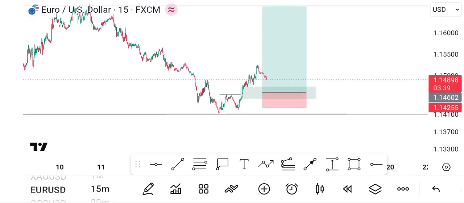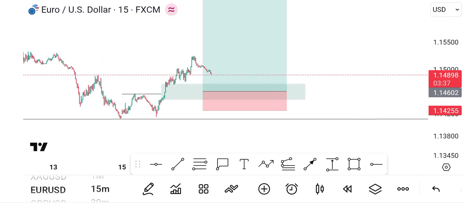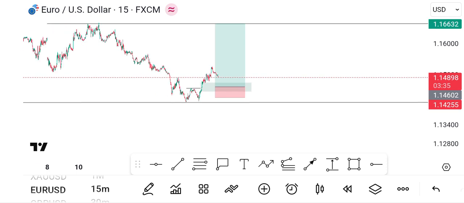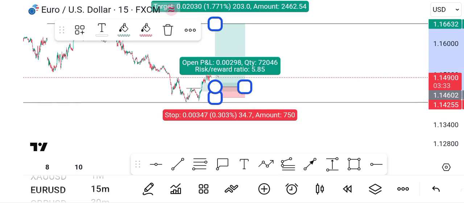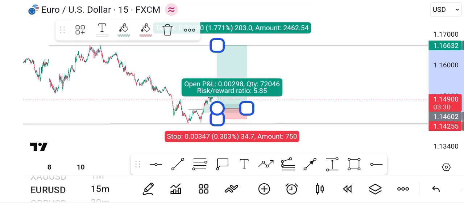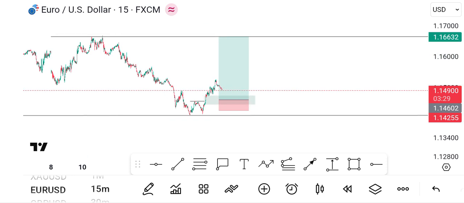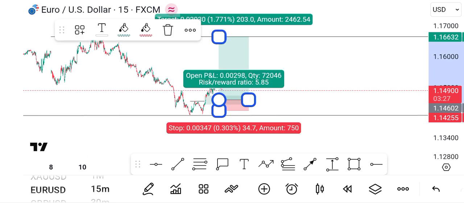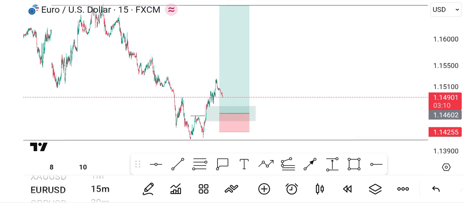Okay, so something like this. And what's the risk to reward? We're basically doing 1:7. Basically we're risking 5%, and we're targeting more like 85%. Okay, so that is that, guys.